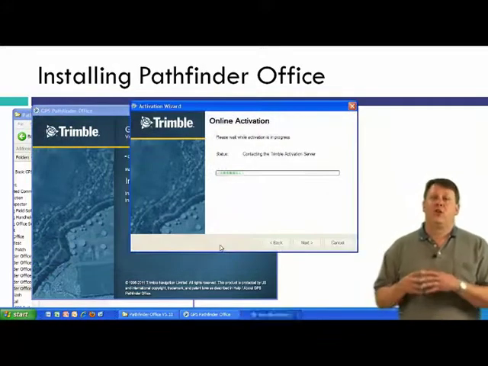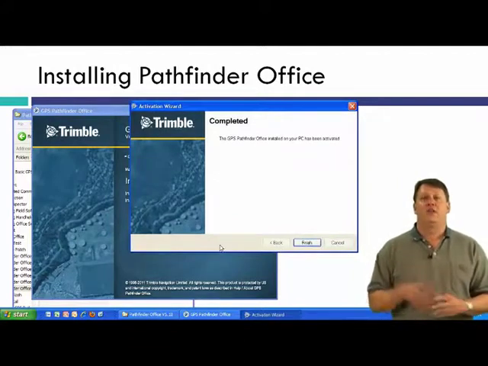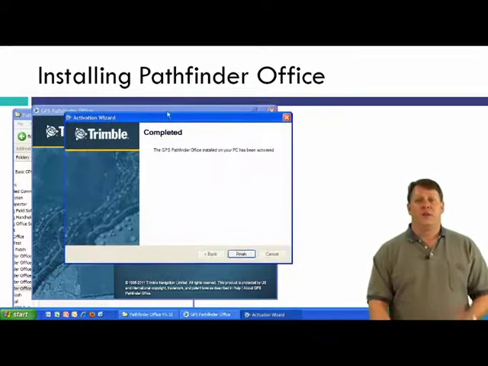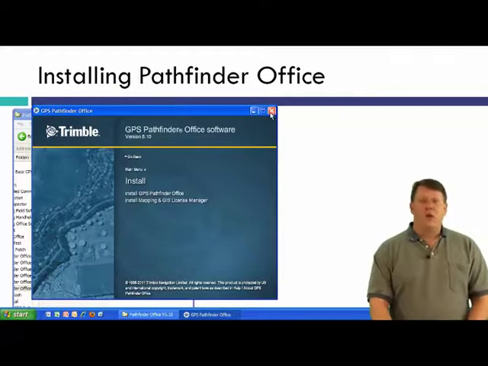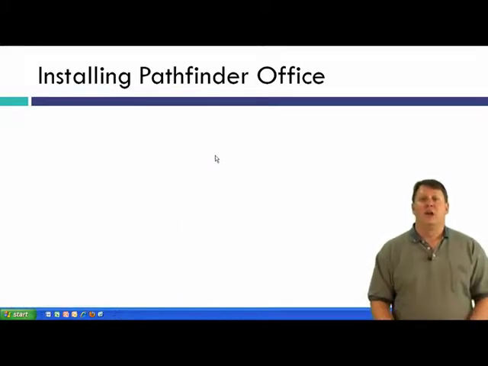What that's going to do is it's going to go out and communicate to Trimble servers. It's going to activate Pathfinder Office onto our computer. We've got that it was successfully completed. Now we can go ahead and click finish. We can go ahead and exit out of the little setup screen for Pathfinder Office. We can close out of Windows Explorer or My Computer. And now we have successfully installed the Pathfinder Office software as a single-use license onto a computer.